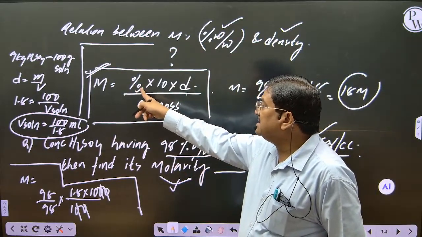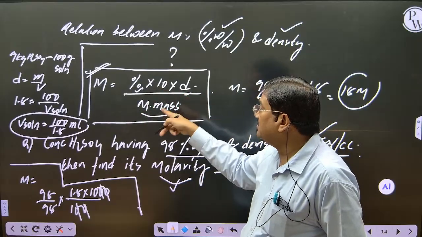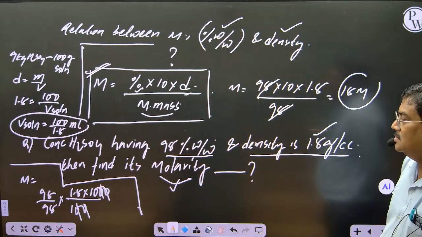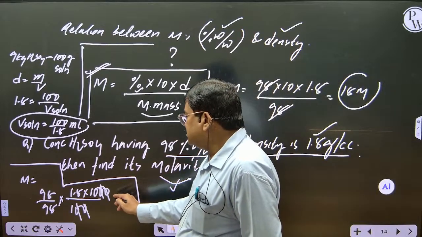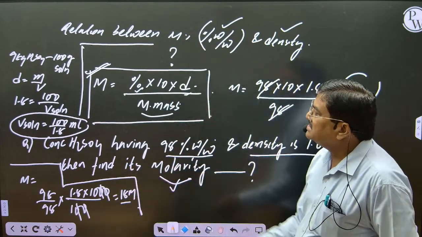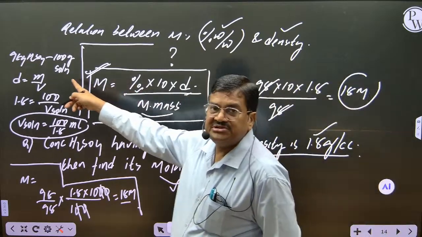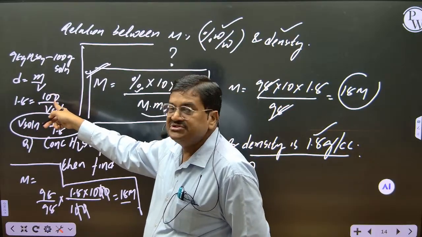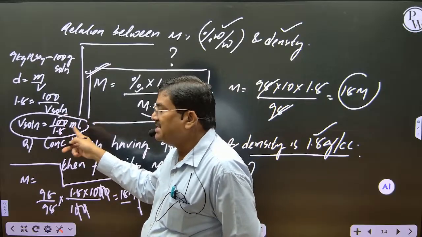This is the relation. So when they give percentage and density, directly apply the relation: percentage into 10 into density by molar mass. Everyone following what I am saying? See, in this way also we get the same answer without using the formula. Here mass percentage means 98 grams present in 100 grams of solution. Density is mass per unit volume. Density is 1.8, mass of solution is 100. From this we found the volume of solution, which is 100 by 1.8 milliliter.